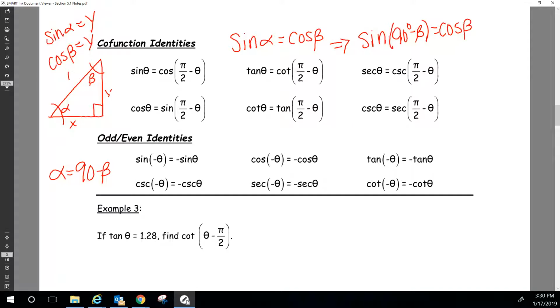And then the other thing that we have are these odd and even identities. If you haven't changed it already because you missed class or whatever, I made a huge typo over here. These should be positive here and here. And so we have odd and even identities. They're called odd and even identities because we're talking about positive angles, negative angles. So we're asking, is the function odd or is the function even?